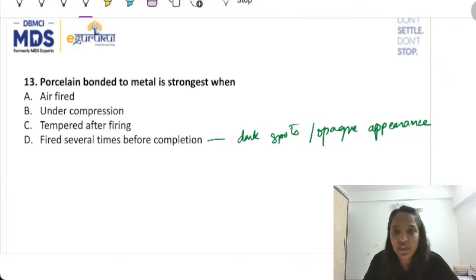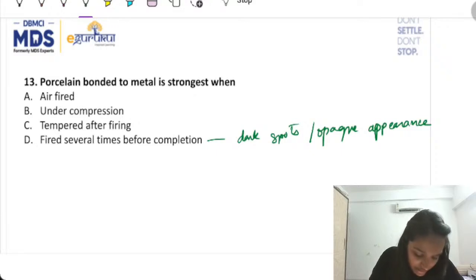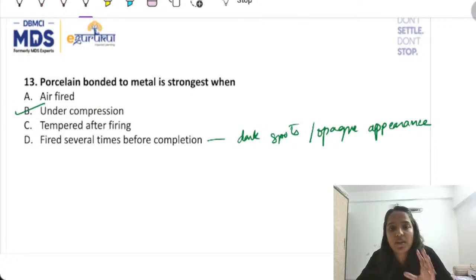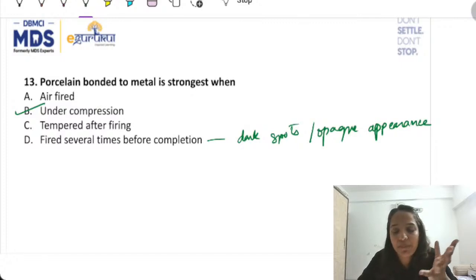Why do I say this? Because as students, we used to fire porcelain so many times. At the end of it, it might even crack. So the correct answer here is always under compression. You all know porcelain is weakest under tension, strongest under compression. What do we mean by under compression?